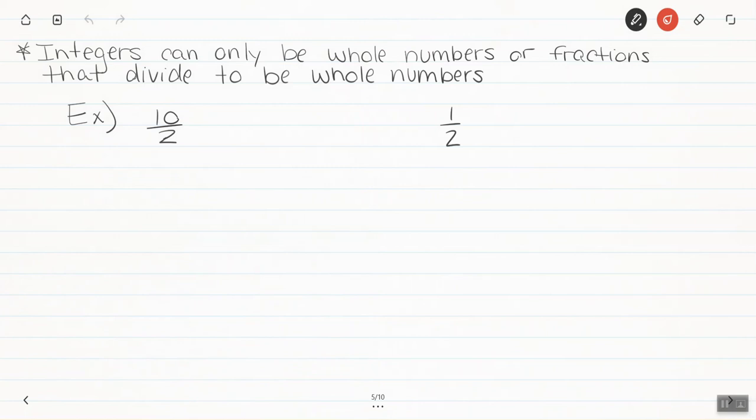All right, so integers can only be whole numbers or fractions that divide to be whole numbers. So this comes back to our definition of an integer. It's either a positive or a negative whole number. But sometimes those fractions can be tricky. So if we look at these examples, I have 10 over 2. Well, I can simplify 10 over 2, divide by 2, and I can get 5 over 1, which is the same as just 5. You could also think about this as 10 divided by 2, because a fraction bar means division, which is the same as 5. 5 is a whole number, so this one is an integer.